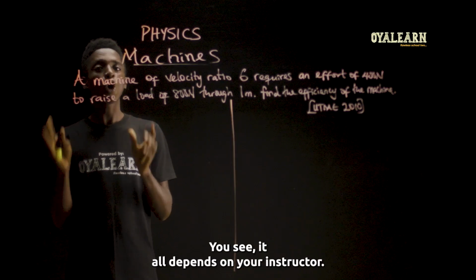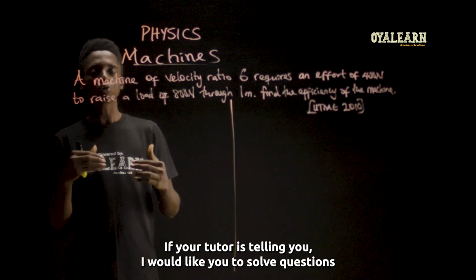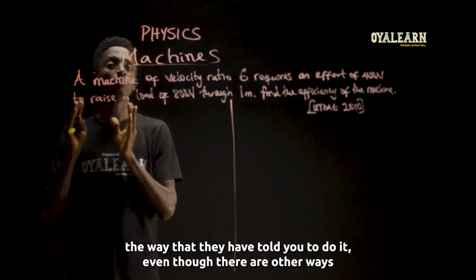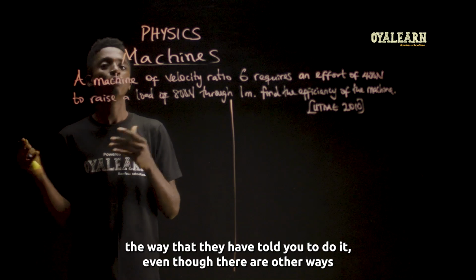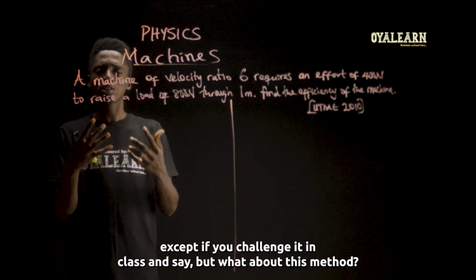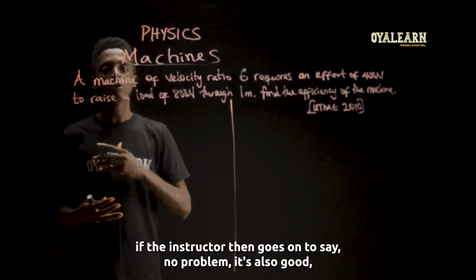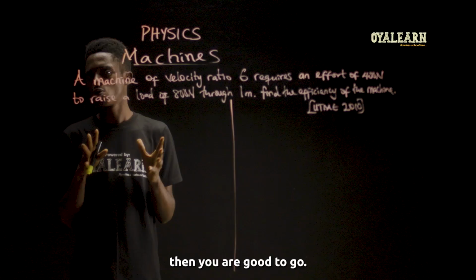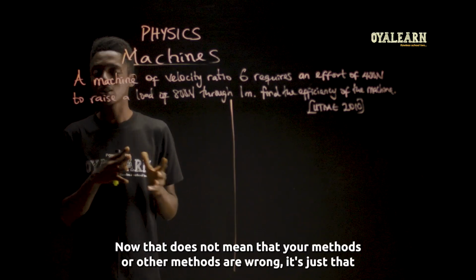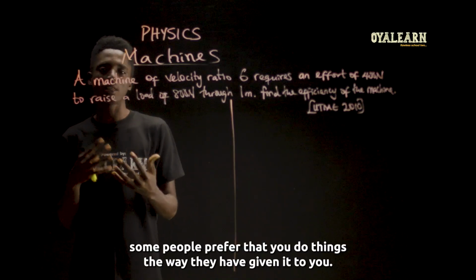You see, it all depends on your instructor. If your tutor is telling you, I would like you to solve questions like this in this particular way, it's often good to solve it the way that they have told you to do it, even though there are other ways, except if you challenge it in class and say, but what about this method? It's also correct. If the instructor then goes on to say, no problem, it's also good, then you're good to go. Now, that does not mean that your methods or other methods are wrong. It's just that some people prefer that you do things the way they have given it to you.